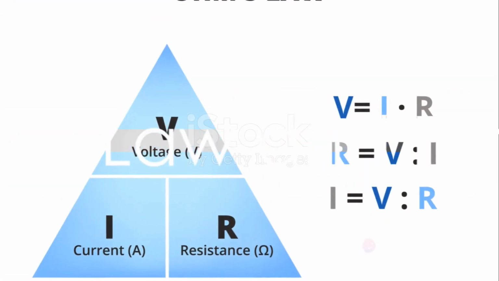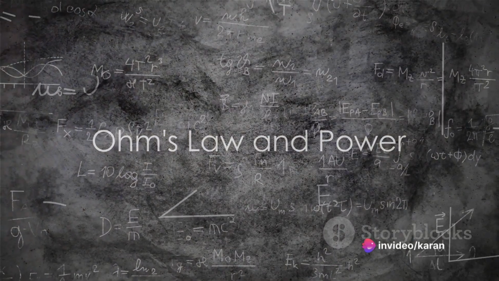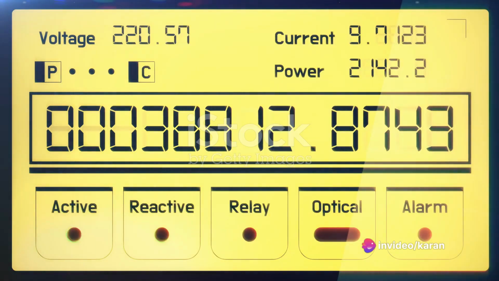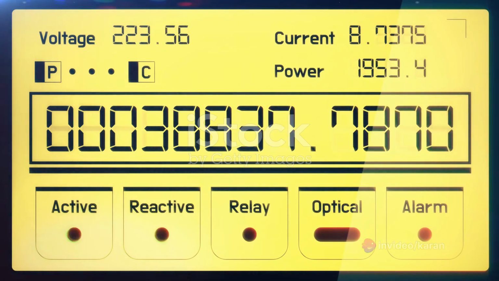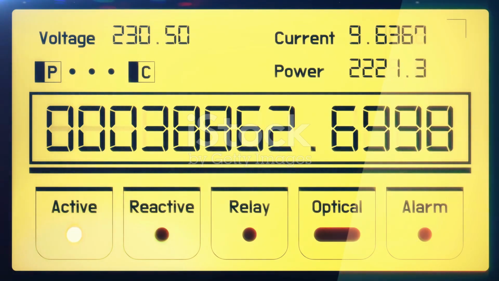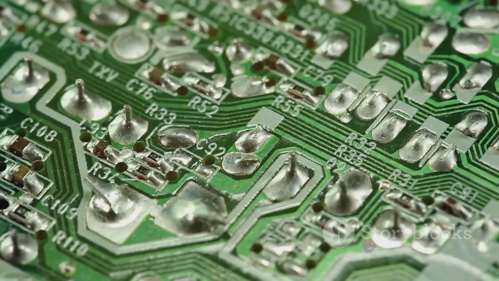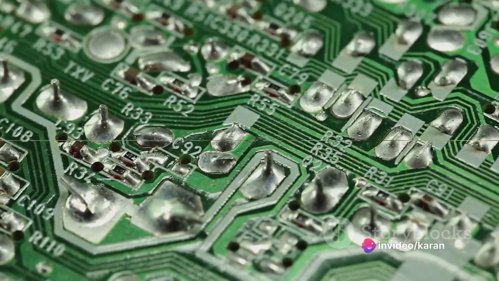As we delve deeper, we revisit our old friend Ohm's law and meet a new ally, power. Power is the muscle of the electrical world and links directly to voltage and current through the equation P equals V times I. These formulas serve as the secret codes to unlock the mysteries of circuit analysis.